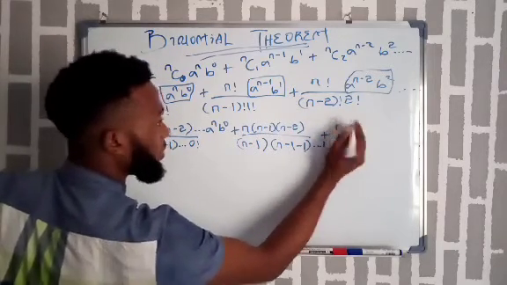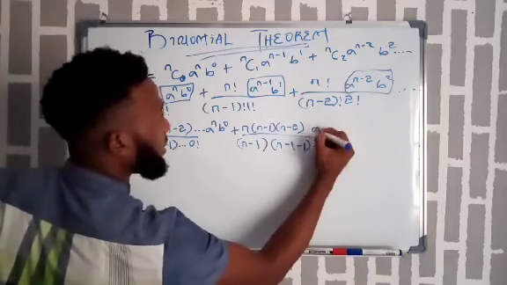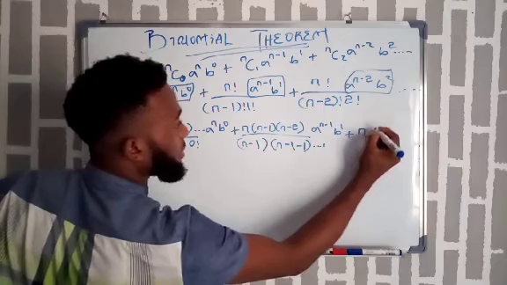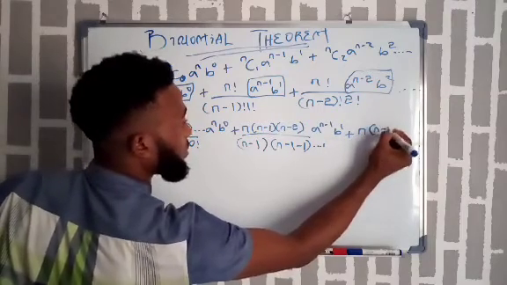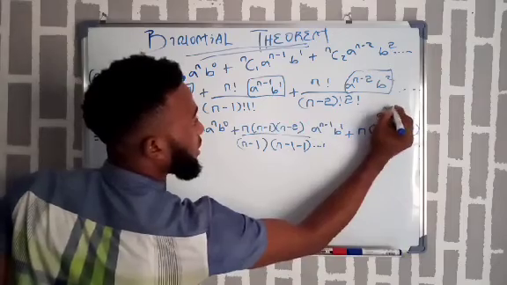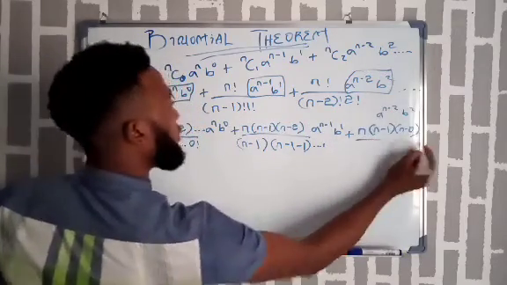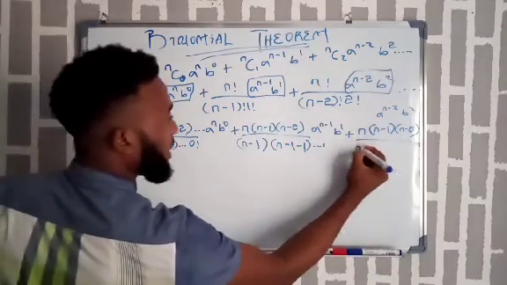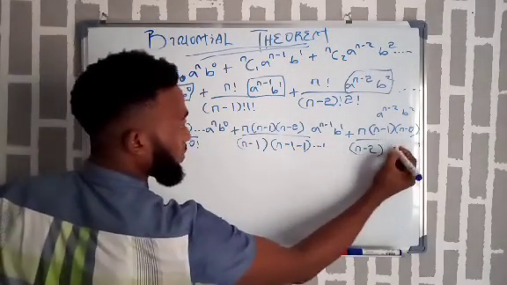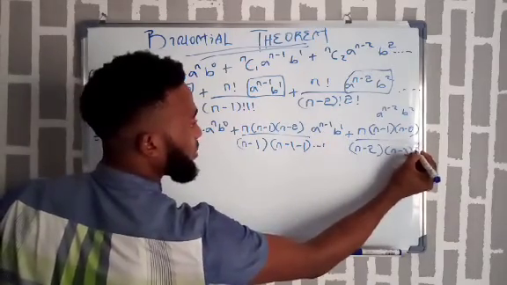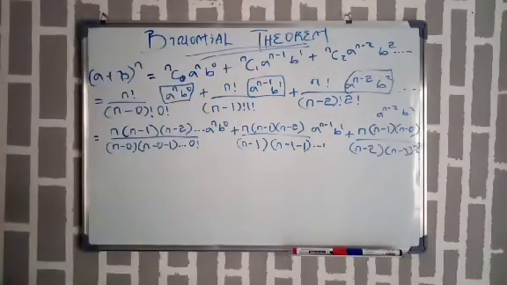This also becomes a^(n-1) raised by 1, plus. This also becomes n factorial, n minus 1, n minus 2, a^(n-2) b squared over, and this is following this, over n minus 2, n minus 3, then multiplying 2.